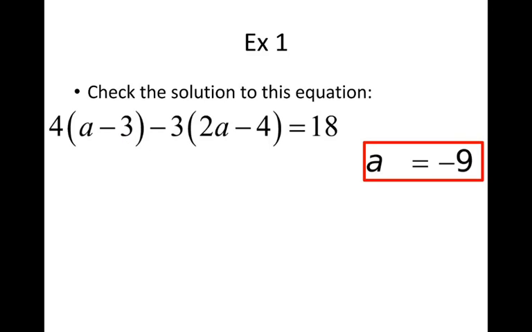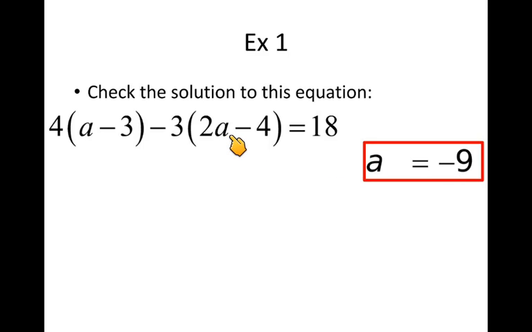But what we want to know right now is whether the answer that we got, which is going to be this right here, is the correct answer. All right, so how do we do that? Let's say we solve this equation, we get a equals -9. How do I check to make sure this is the right answer? To check that this is the correct answer for this equation, what we're going to do is take this -9 and plug it in anywhere we see an a.